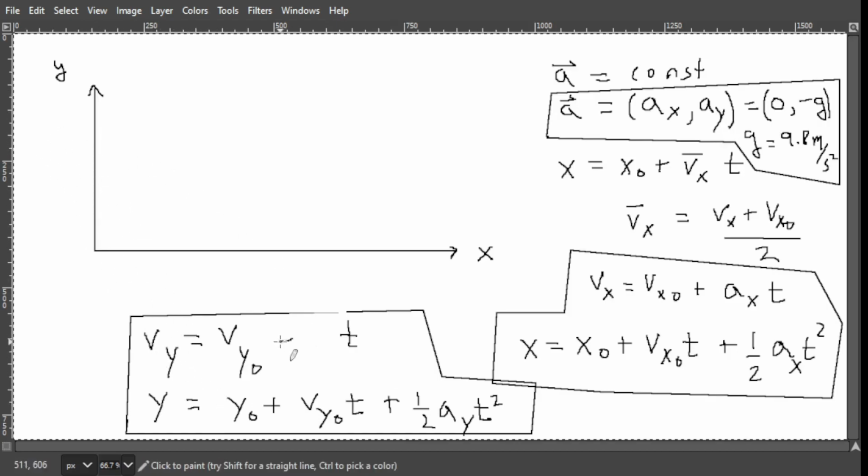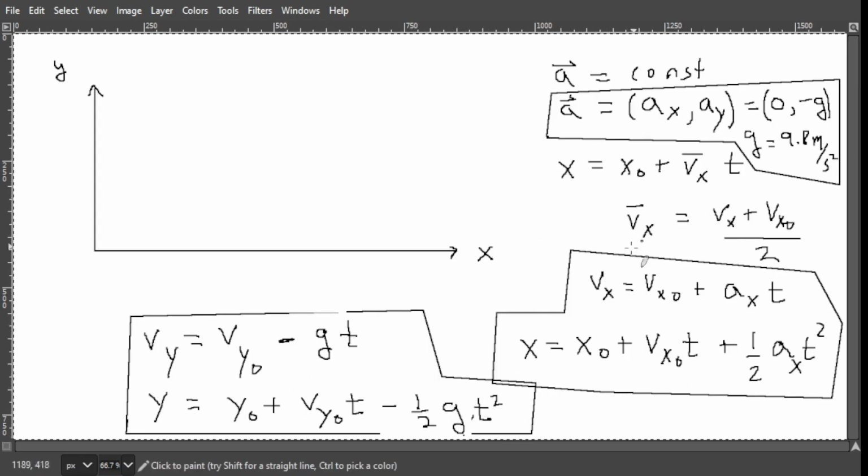So the y velocity equation then is vy0, whatever the y component of velocity starts off at, minus gt, because the acceleration in the y direction is minus g. In the y position equation, similarly, we just replace the y acceleration with minus g. So this becomes minus 1/2 gt squared.